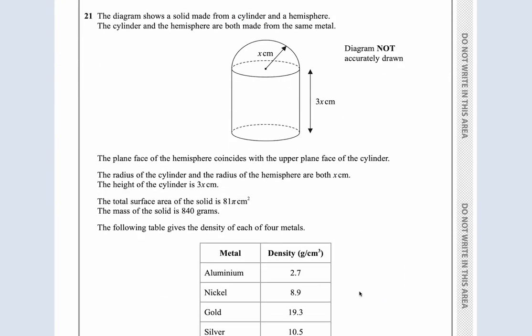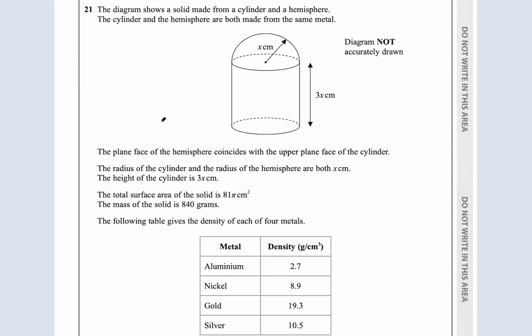Okay, question 21. The diagram shows a solid made from a cylinder and a hemisphere. Okay, we have a cylinder, a hemisphere on top. The radius is x. So guys, that means that this is also x.